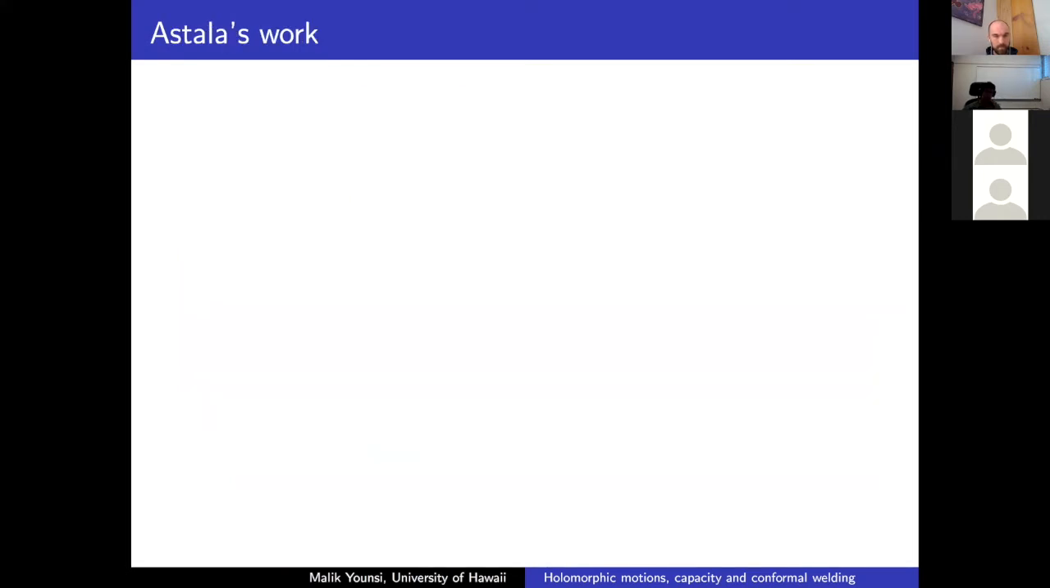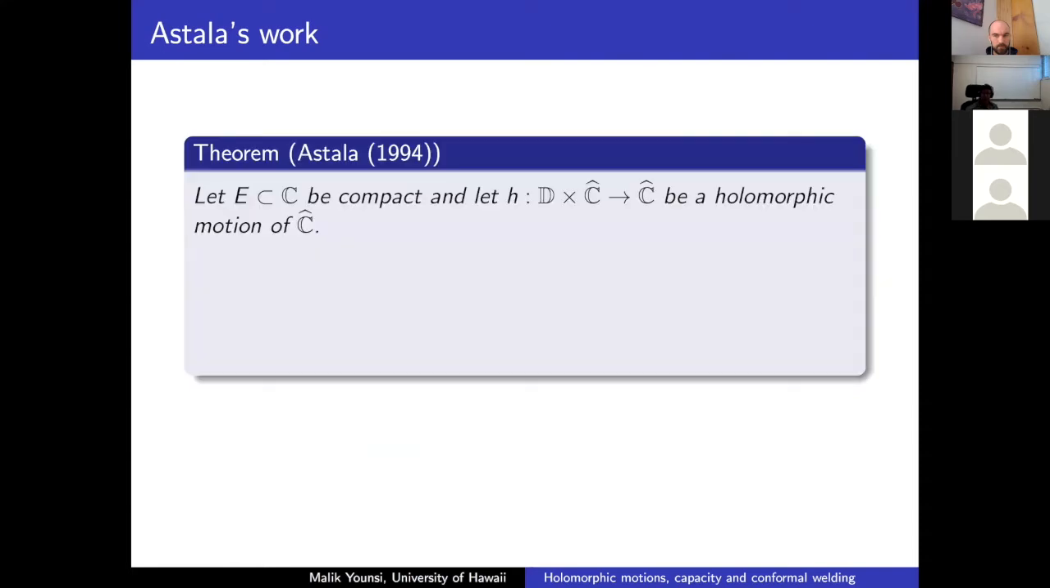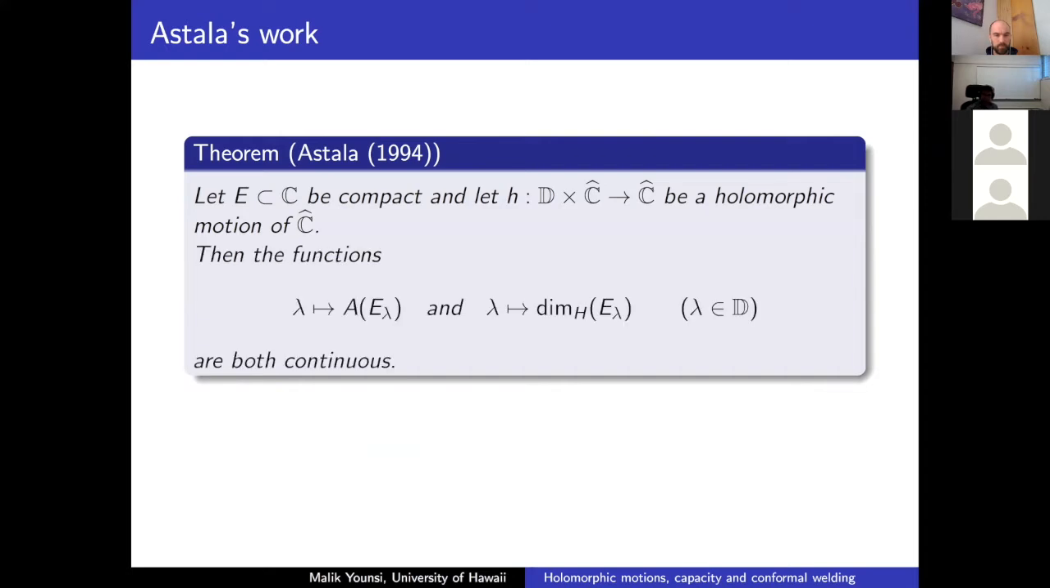Now, holomorphic motion also played a very important role in the work of Astala on distortion of dimension and area under quasiconformal mappings. And as a consequence of the work of Astala, you have the following theorem, which says that if you have a compact set and a holomorphic motion of the sphere, again fixing infinity, then if you let the sets vary under a holomorphic motion, the area and the Hausdorff dimension both vary continuously. So here A denotes the area, and this is the Hausdorff dimension of the set E lambda.